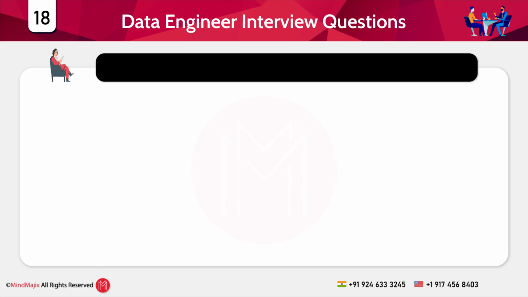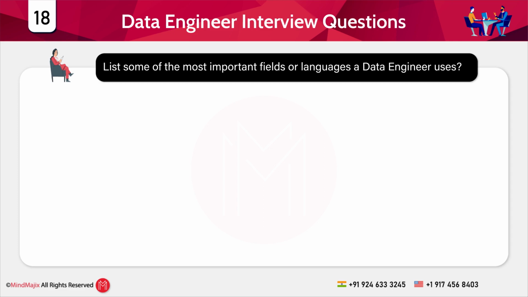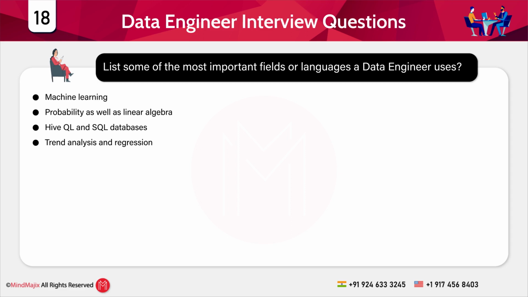The next question is, list some of the most important fields or languages a data engineer uses on a day-to-day basis. So typically, data engineers specialize in one or more of the programming languages, such as R, Python, or Java. And apart from this, a data engineer knows machine learning algorithms. Then he must be aware of probability and linear algebra. Then he must know about Hive query language and SQL and NoSQL databases as well. And a key skill or knowledge that a data engineer must possess is trend analysis and regression techniques.